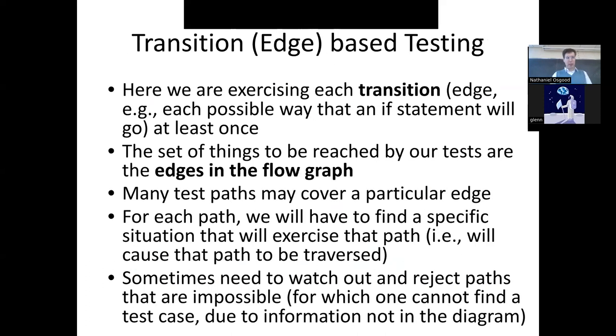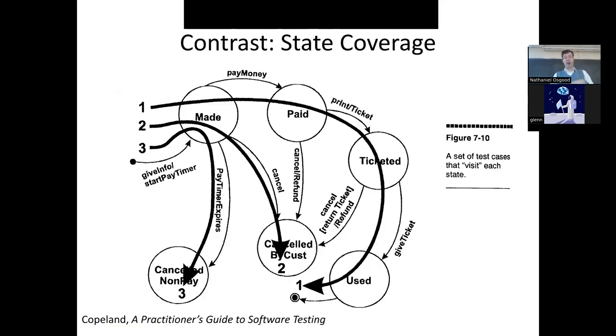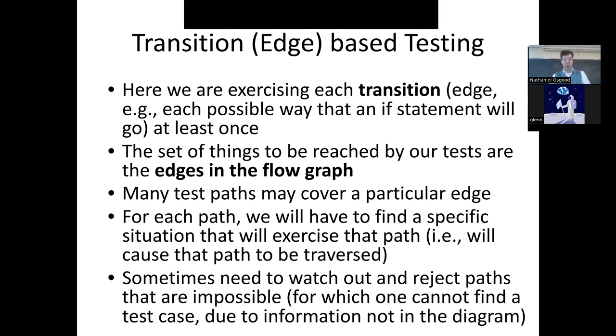So here we're going to be testing each transition. The set of things we reach are edges in these flow graphs, right? Many test paths may cover a particular edge. That's fine. It may be reached by many test paths. For each path, we eventually have to find a particular situation that will exercise it.